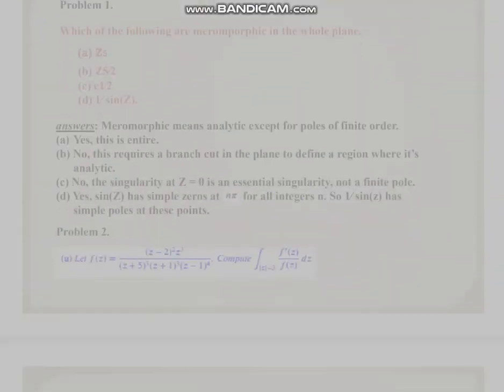Problem 1. Which of the following are meromorphic in the whole plane? A. z^5. B. z^(5/2). C. e^(1/z). D. 1/sin z. Answers. Meromorphic means analytic except for poles of finite order.